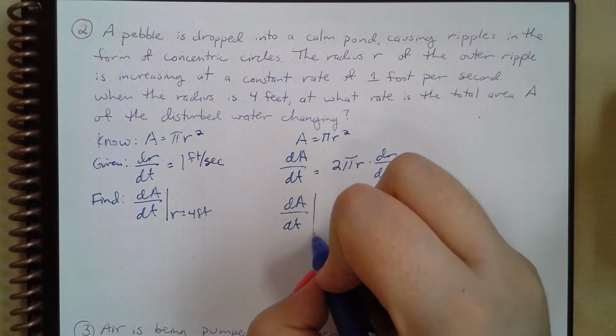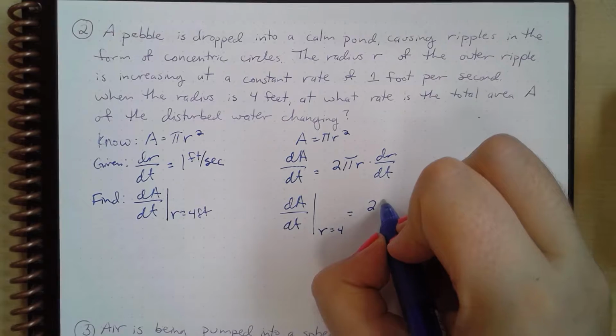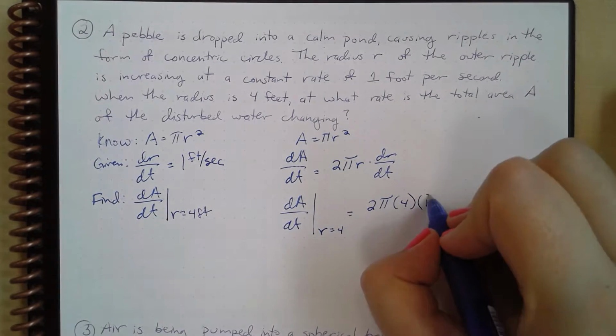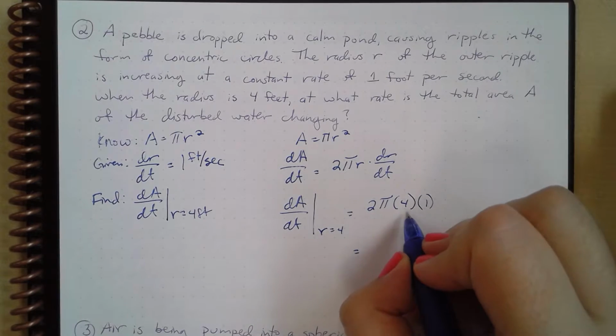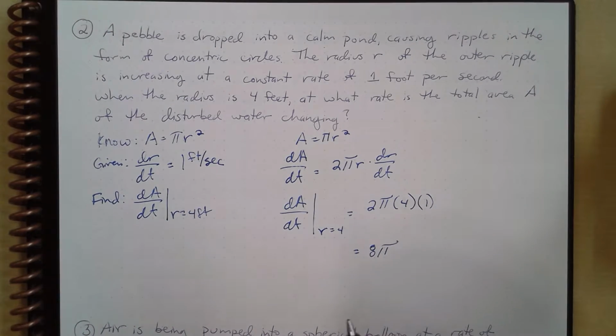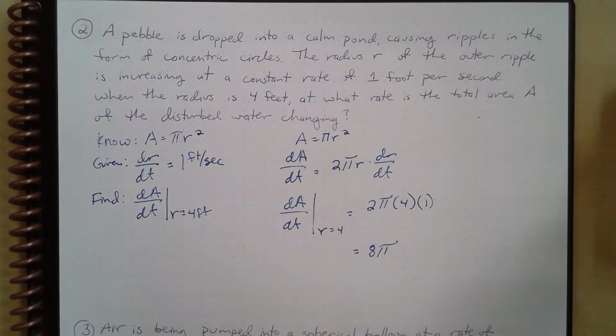I can actually just solve this now. When r is equal to 4, it is going to be equal to 2 times pi times 4 times 1, which is going to be equal to 8 pi. And because this is area, I need to actually label this. I need to label this. And this is important to remember.